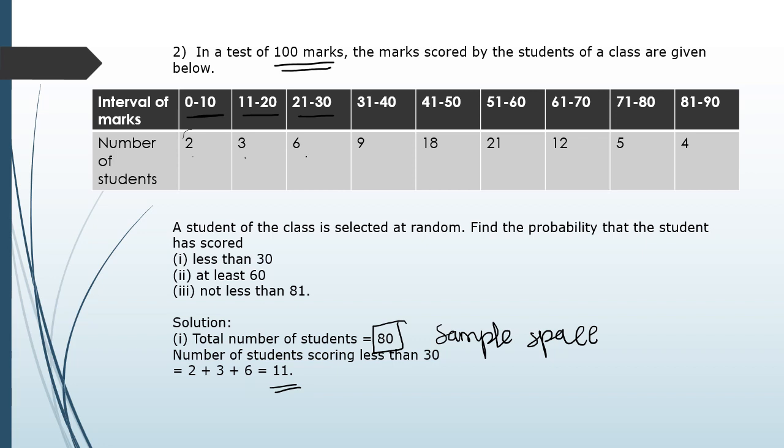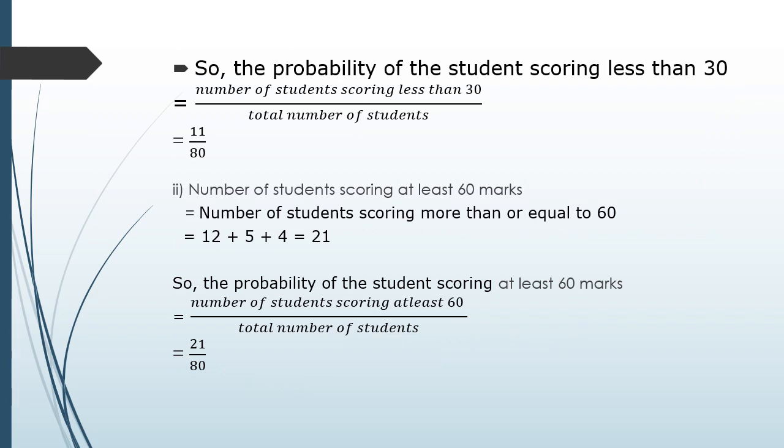Now let's find out the probability of all of them. So the probability of students scoring less than 30 is equal to number of students scoring less than 30 divided by the total number of students. Just now we have seen the number of students scoring less than 30 is 11 divided by the total number of students. From the table we have 80. Alright.